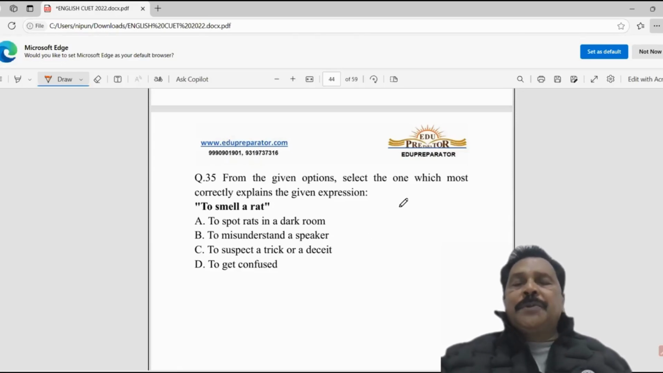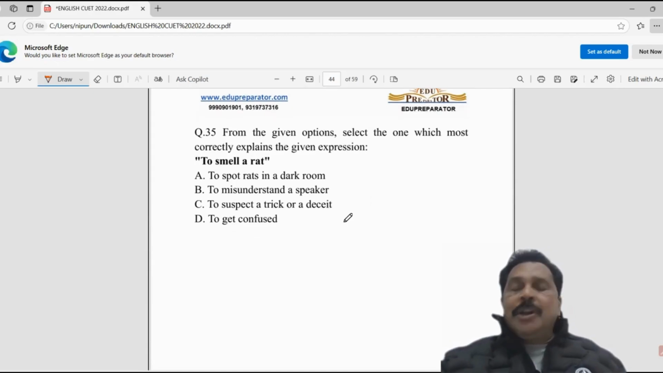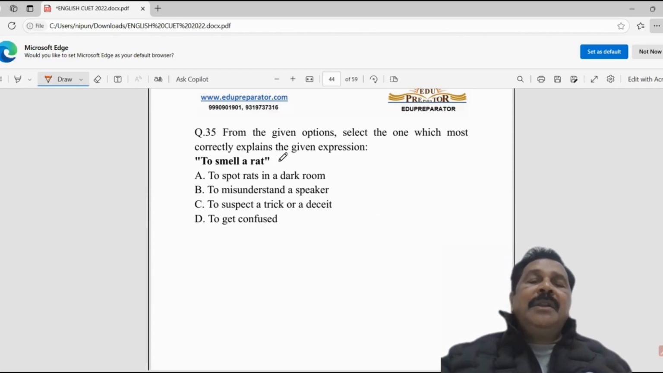From the given options, select the one which most correctly explains the given expression. This is an idiom. Idiom means ornamental language. To smell a rat: it is coming from England, where there are a lot of rats, and dogs are sent to sniff out these rats and destroy them. So the options are given: to spot the rats in a dark room, or to misunderstand a speaker, or to suspect a trick or a deceit, to get confused. And the correct answer is to suspect a trick or a deceit.